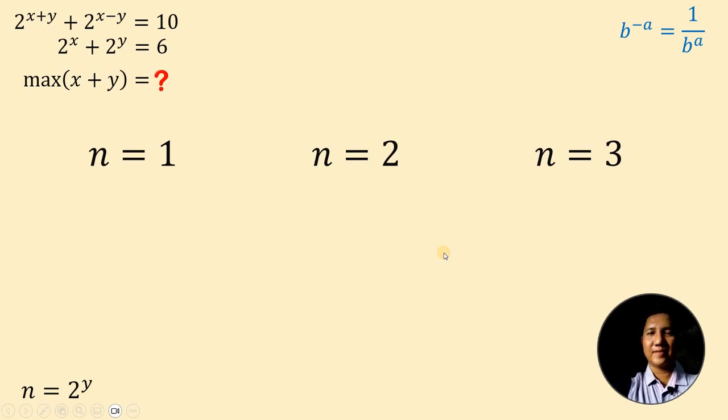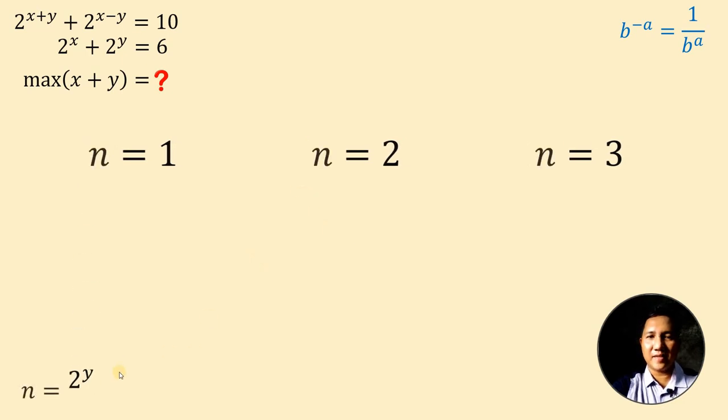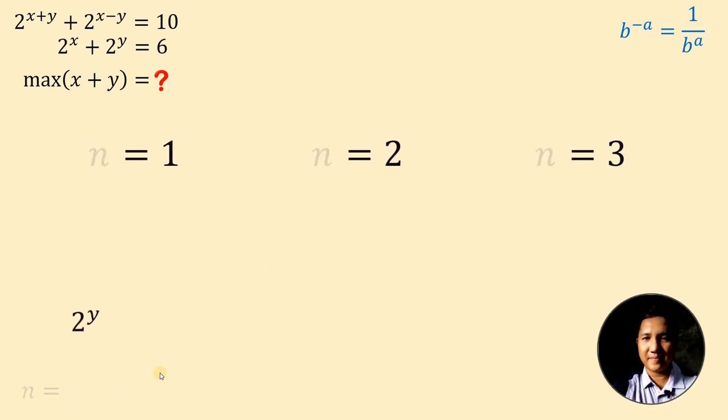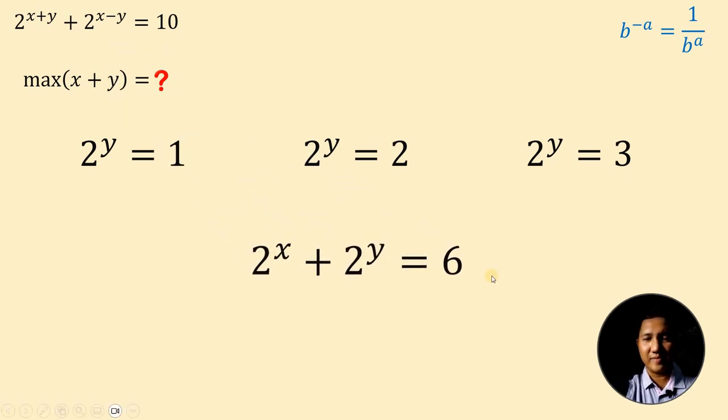Now, take note that n is equivalent to 2 raised to y. So, all of these n become 2 raised to y. Now, at this point, we don't really care about the value of y because we want the value of x plus y. So, what we're going to do here is to consider the second equation, 2 raised to x plus 2 raised to y equals 6. Now, we know 2 raised to y equals 1, so 2 raised to x must be equal to 5. There's nothing more. We add 5 to 1, we get 6. So, therefore, 2 raised to x must be equal to 5.